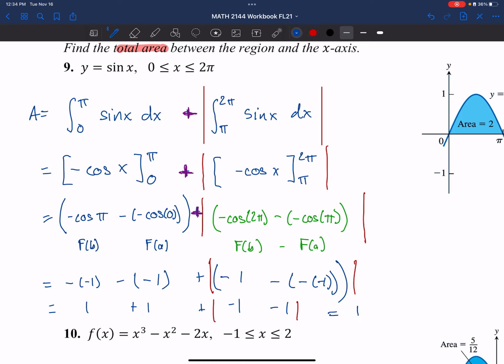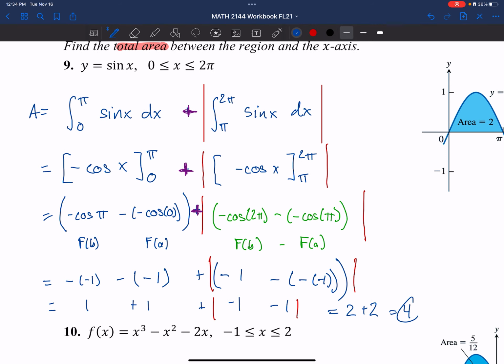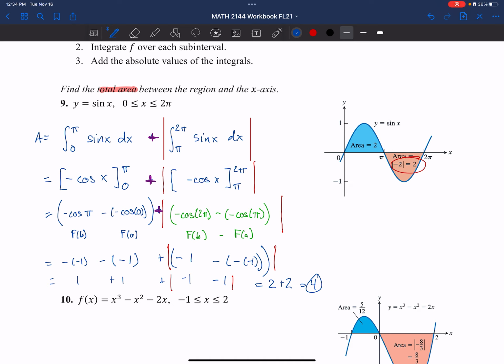It's going to be 1 plus, or it's going to be 2 plus 2, which is ultimately 4, which is what we were expecting because we have area of 2 at the top, area of 2 at the bottom, and we did it. How exhilarating. Any questions on that one? A little heavy with the trig, so just take your time and look through that later.